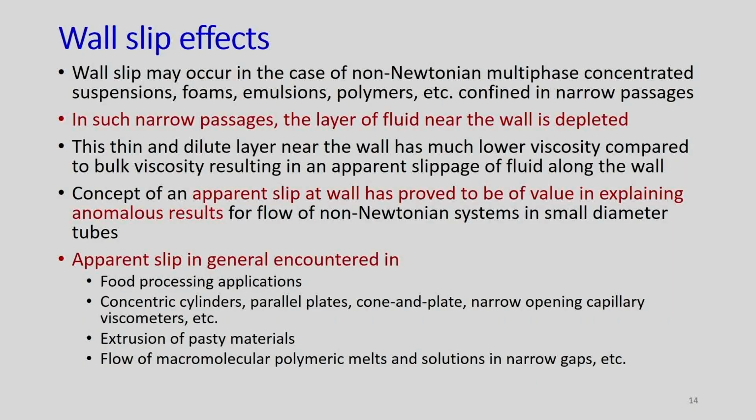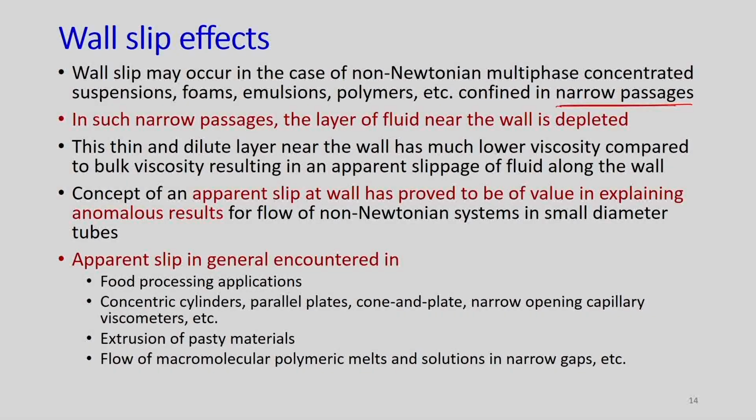So, next one is the wall slip effects. Wall slip effects in general may occur in the case of non-Newtonian multiphase concentrated suspensions, foams, emulsions, polymers, etc., especially when they are allowed to flow through narrow passages. Narrow passages like porous rocks, or porous medium, or very small diameter capillaries, then it is possible that this fluid may experience some kind of slip at the wall. They will not have zero velocity at the wall, but they will have some velocity.